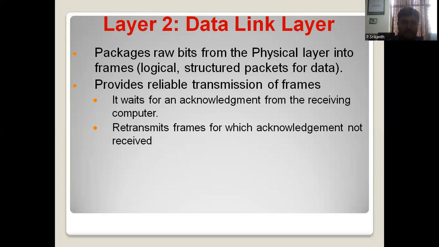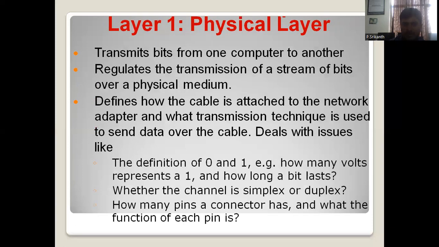The data link layer, and the next layer is the physical layer. The physical layer receives the data from the data link layer and converts it into signals. The main functionality of the physical layer is to transmit the bits from one computer to another. It regulates the transmission of streams of bits over a physical medium and defines how the cables are attached to the network adapters and what transmission techniques are used to send data over the cables.